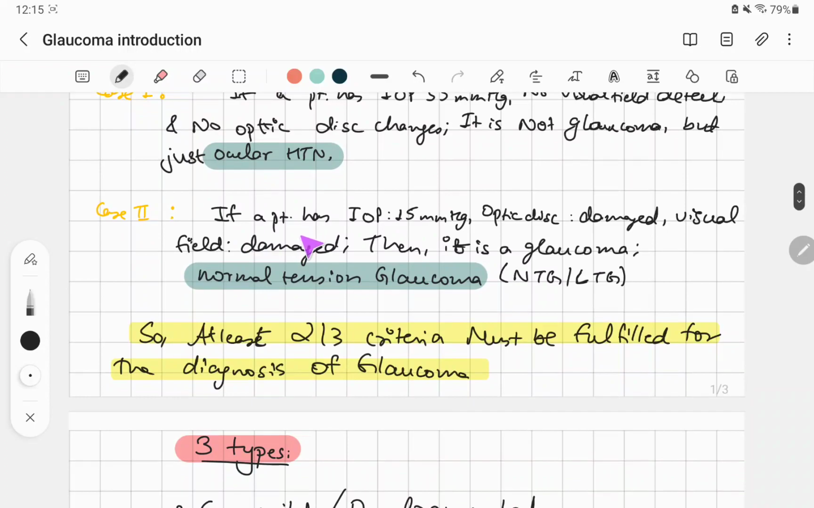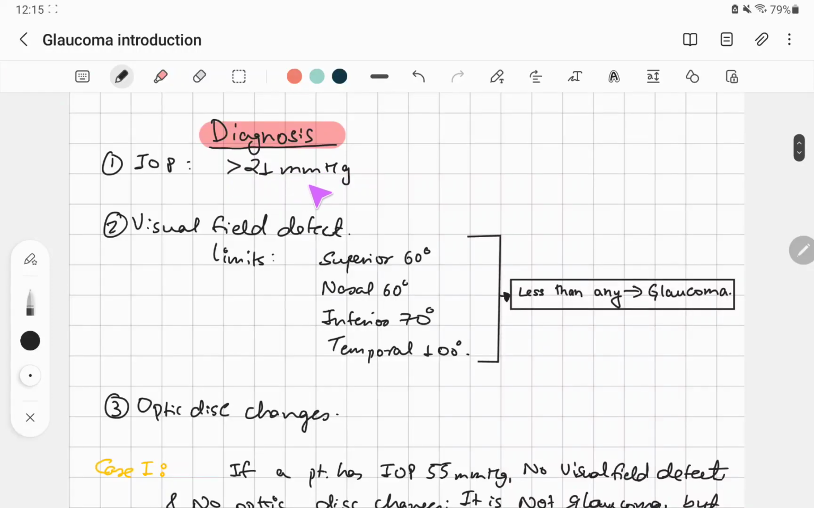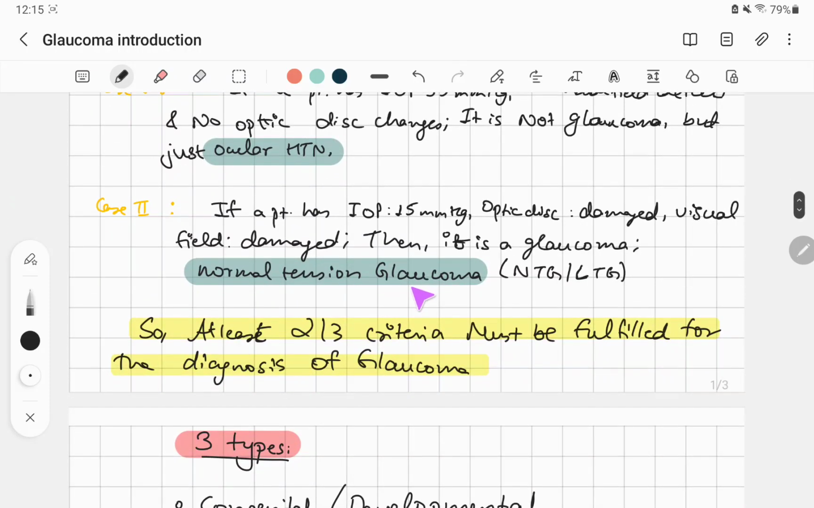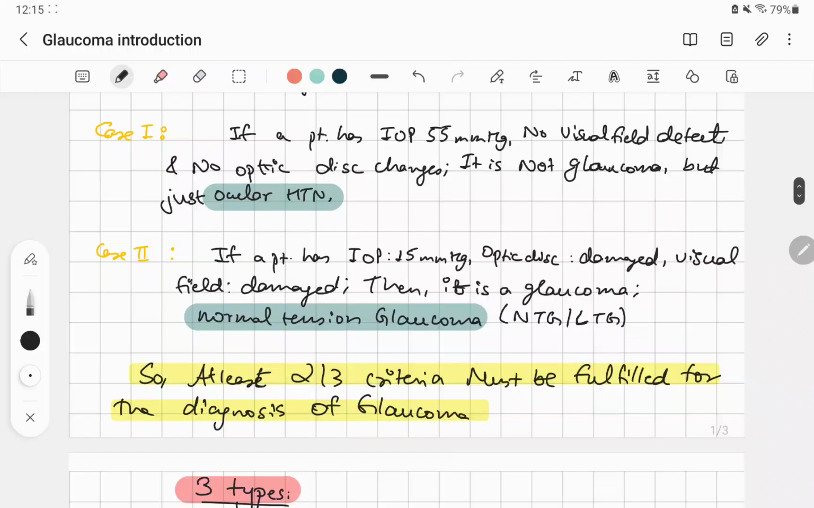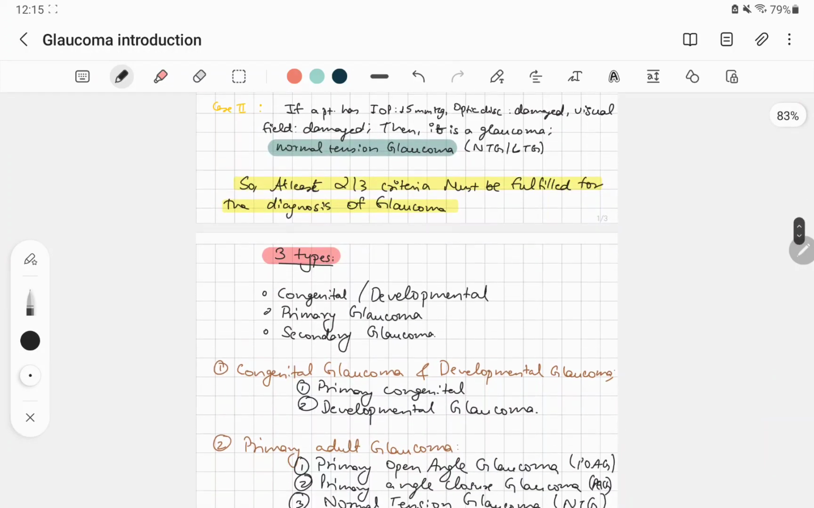Another case is a patient who has an intraocular pressure of 15 millimeter of mercury, but the optic disc is damaged and the visual field is damaged. Then it is glaucoma, but it is normal tension glaucoma. The tension is not high, but it has caused the visual field defect and optic disc changes, so it can be termed normal tension glaucoma, also known as low tension glaucoma. For these three criteria, at least two out of three must be fulfilled for the diagnosis of glaucoma. This is very important to give a diagnosis.